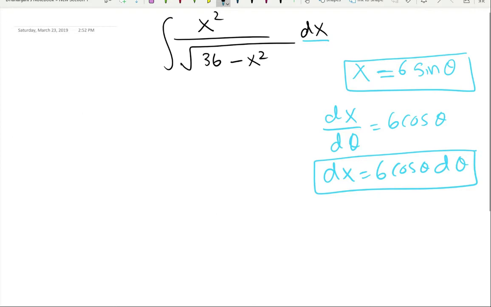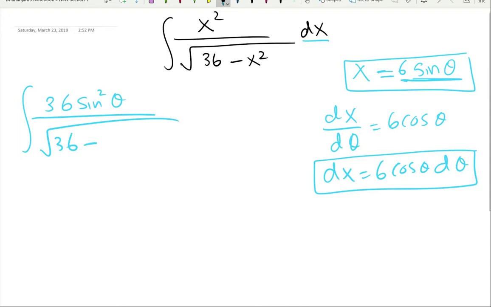Perfect. Let's substitute now. So x squared is going to be 6 squared sine squared theta, so it will be 36 sine squared theta. Do that carefully. Don't just write 6 sine squared theta, don't forget to square every term here. Do the substitution correctly. So here 36 minus x squared is again 36 sine squared theta. dx is 6 cosine theta d theta.